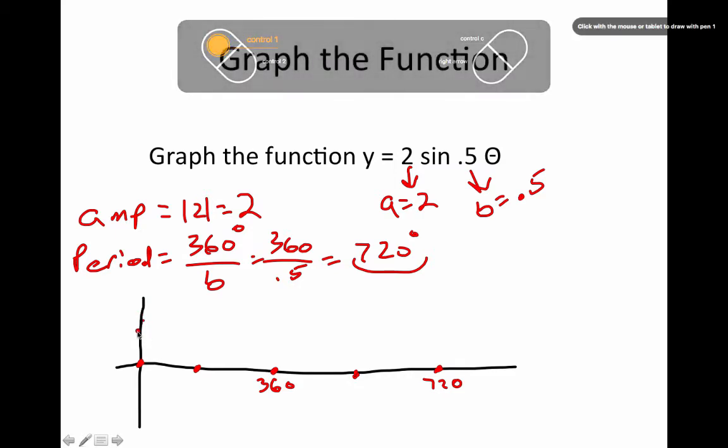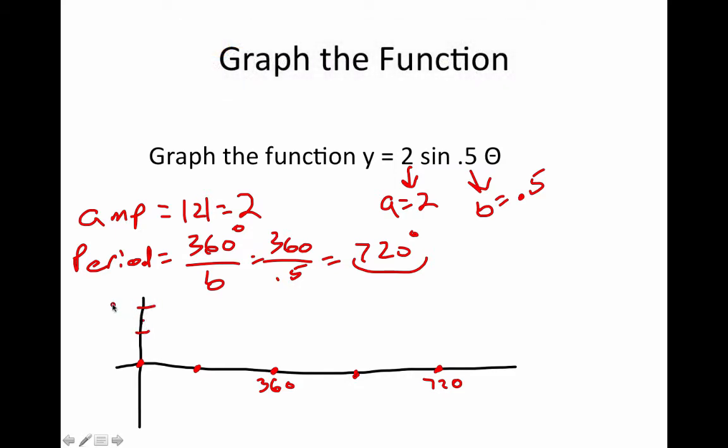My amplitude was 2: 2, 1, 2, 1, -2. So I know that at my quarter point, I'll hit there. My 3/4 point, I will hit there. And then I do a little rough sketch of up, down, up. I have completed my cycle in 720 because the period was 720.